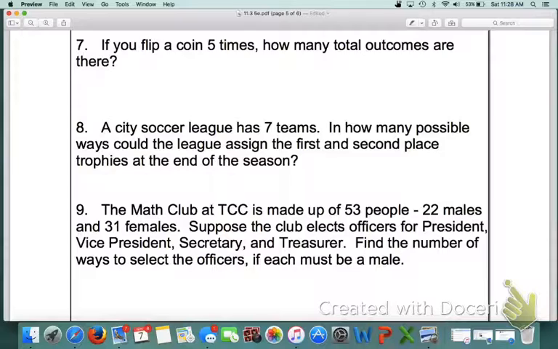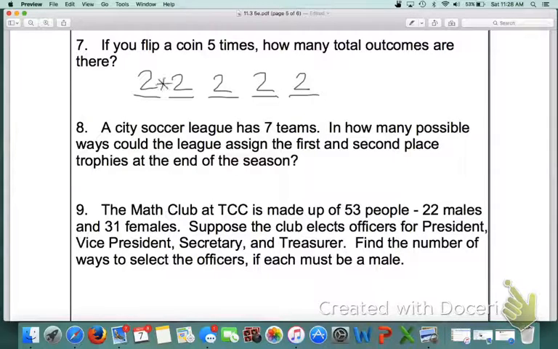Number 7 says if you flip a coin 5 times, how many total outcomes are there? Okay. So when we flip a coin, remember that it's going to either land on heads or it's going to land on tails. So each of those 5 times we flip the coin, we have 2 different options that we're considering. It could be heads or it could be tails.